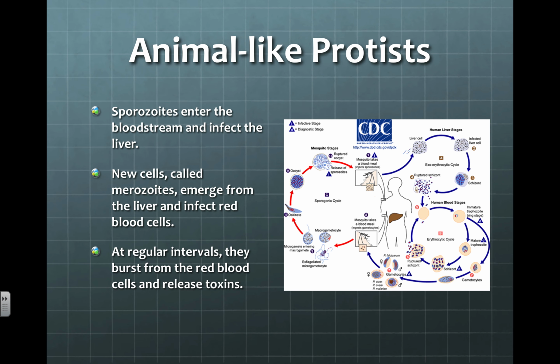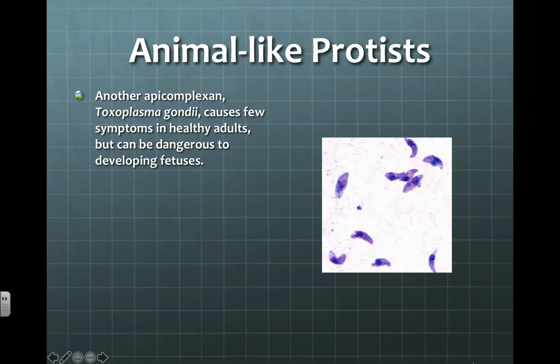The new cells, when it reproduces, are called merozoites, and they're going to leave the liver and head for the red blood cell. At regular intervals, they burst from the red blood cell, and when they do, we really haven't talked about this before, but they release a toxin.